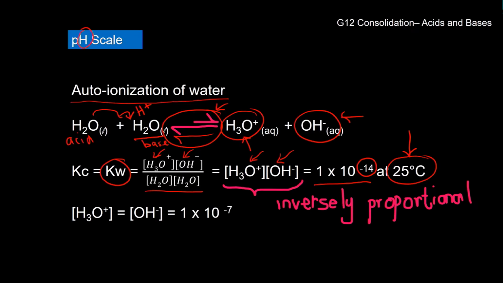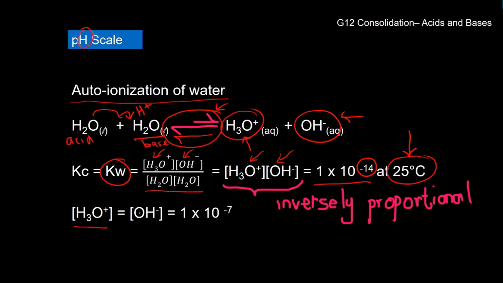Because we are going to have an equal number of hydronium ions to hydroxide ions, we can say that the concentration of the two is the same, and it will be 1 times 10 to the minus 7. Now, these are inversely proportional. That means that if the hydronium concentration decreases, the hydroxide concentration is going to increase by the same amount. If the one decreases, the other one is going to increase.